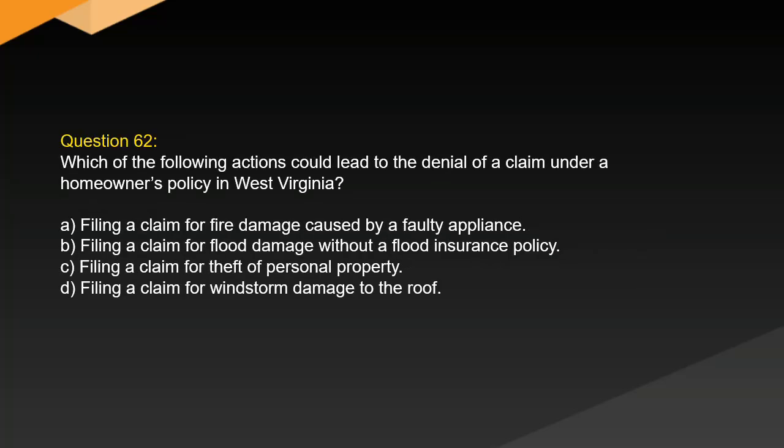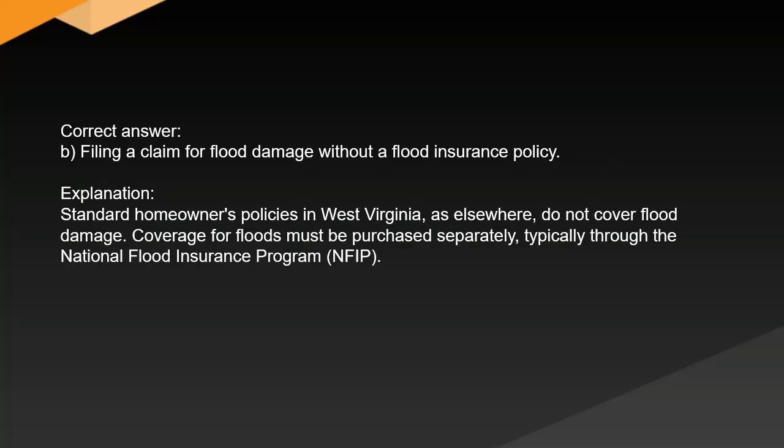Question 62. Which of the following actions could lead to the denial of a claim under a homeowner's policy in West Virginia? A. Filing a claim for fire damage caused by a faulty appliance. B. Filing a claim for flood damage without a flood insurance policy. C. Filing a claim for theft of personal property. D. Filing a claim for windstorm damage to the roof. Correct answer: B. Filing a claim for flood damage without a flood insurance policy.